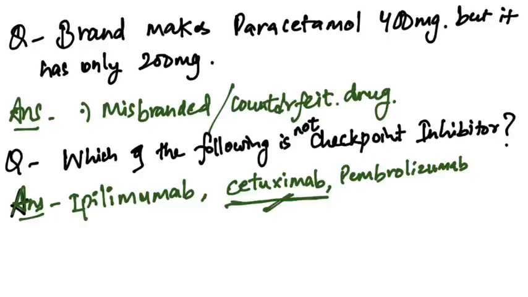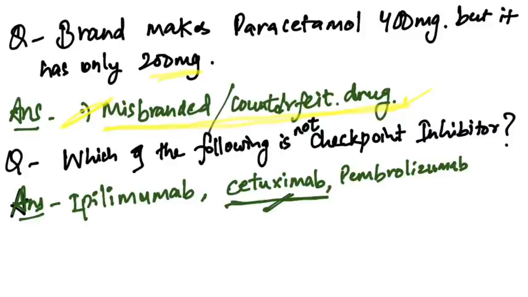Now, a brand makes a paracetamol of 400 mg but it has only 200 mg. So what is it called? It is called misbranding and counterfeit drug. This is the answer: misbranding, not spurious drug, not nothing. The answer is misbranded counterfeit drug.